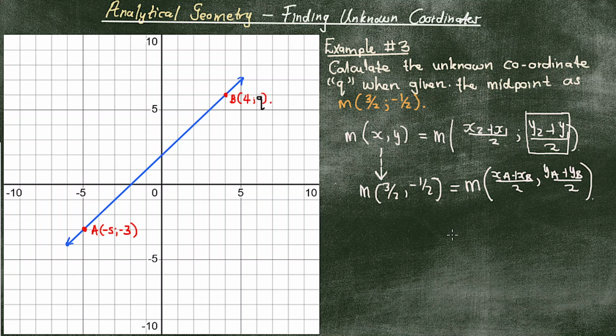Over 2. Since the q is the y-coordinate that is unknown, let's calculate. What do we do? We take this y and equate it to this y, right? Whatever answer I'm going to get here, it's going to be the same as this, and this is going to be the same as this. Since the x-coordinates are given, let me just proceed and do this.